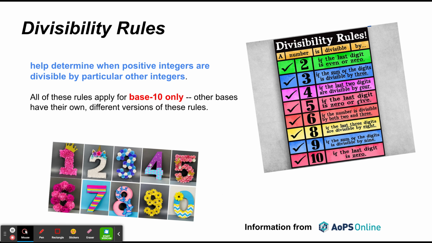These rules help determine when positive integers are divisible by particular other integers. But it's important to note that these rules only apply for base 10. Other bases have their own different versions of these rules. Using these rules prevents the need for complicated calculations for determining divisibility. This can be useful especially when determining whether a large number is divisible by a given number. So let's get into it.